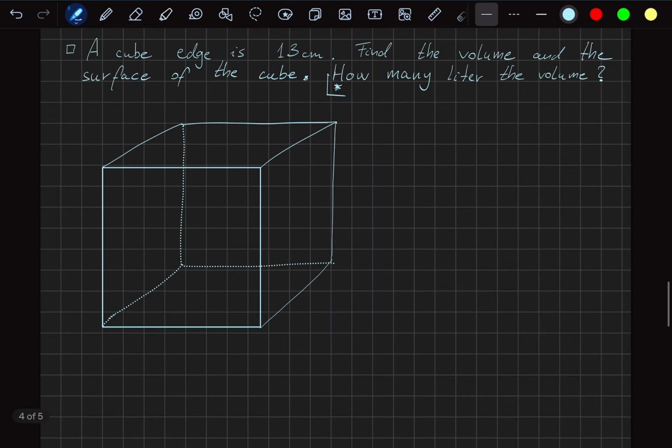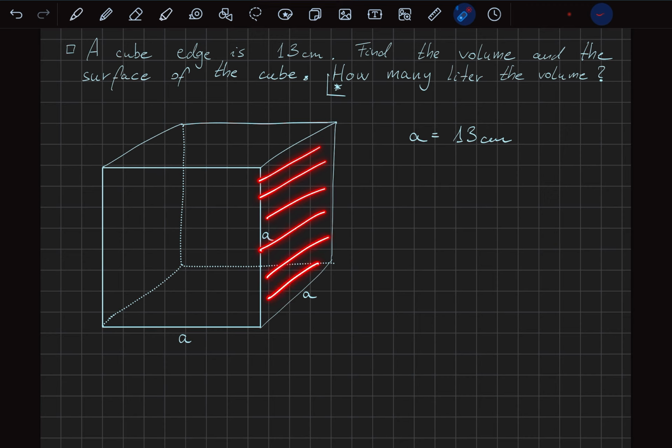Okay, so I just draw here a cube. The edges are 13 centimeters. Right now I will not draw the net of this cube, but we know the cube has 6 faces. Every face is a square.